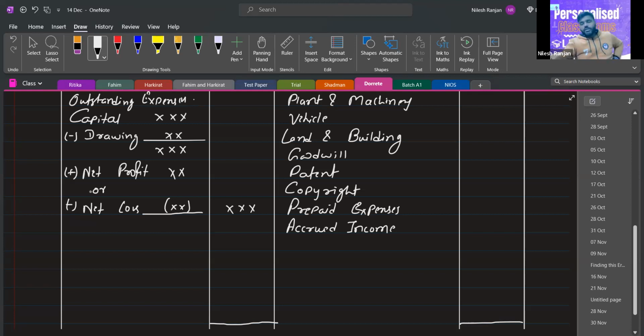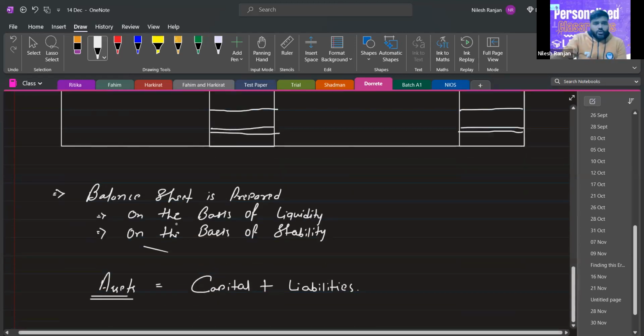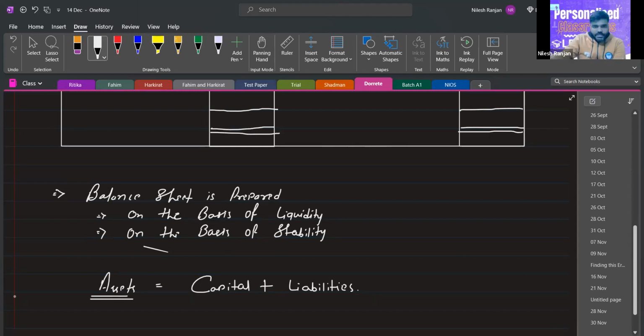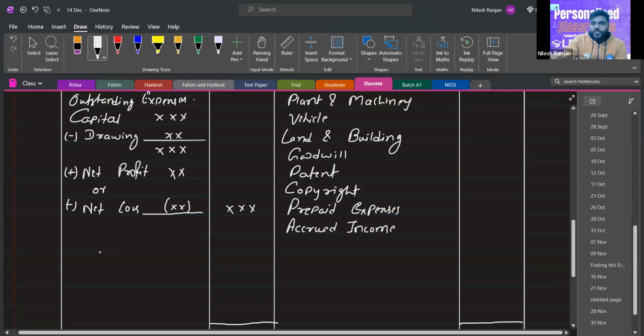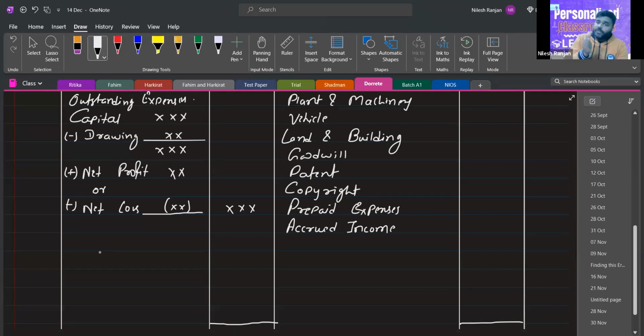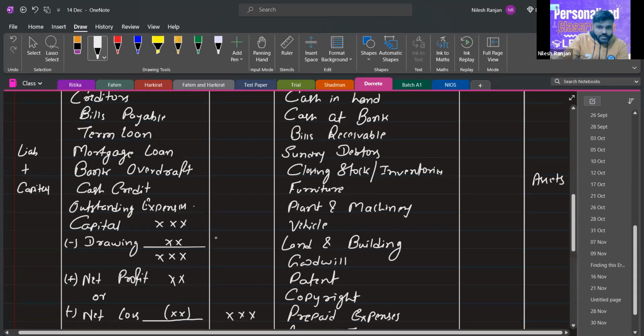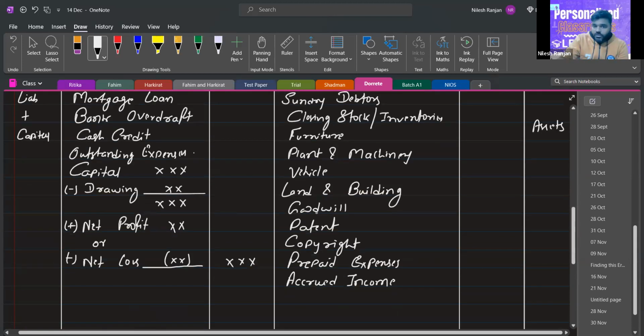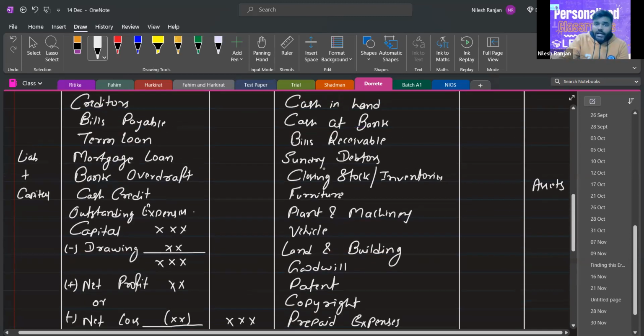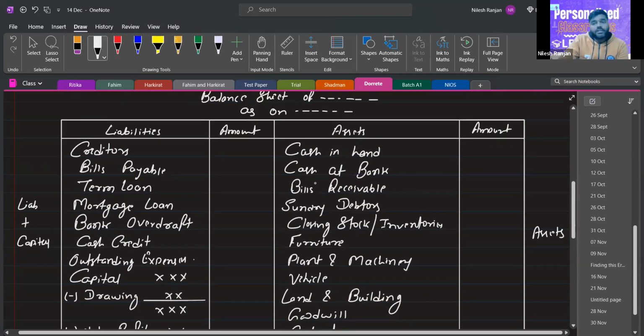Now there is a second method, on the basis of stability. Not second method, it is prepared on this basis. So what is the stability? You will write those items first which are long term in nature, and the items which are very liquid, you will write in the end. In this type of format you will write goodwill, patent, land and building, vehicle, plant and machinery first, and you will write cash in hand, cash at bank later.